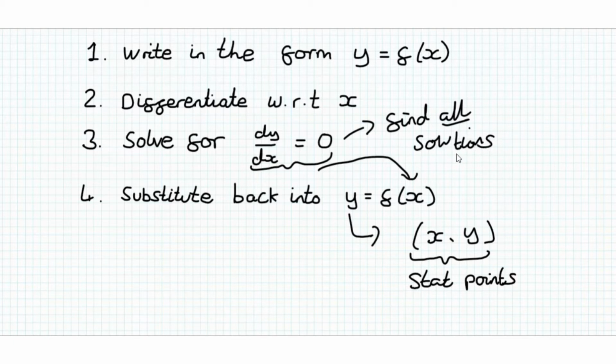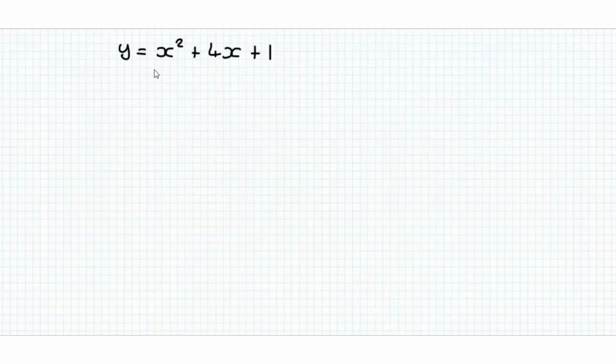But now we'll get on with some examples to help demonstrate some of the points made here. So for this first example, step 1 has already been completed. It's already in the desired form: y is equal to a function of x. So step 2 was to differentiate with respect to x. So dy by dx is equal to 2x plus 4.